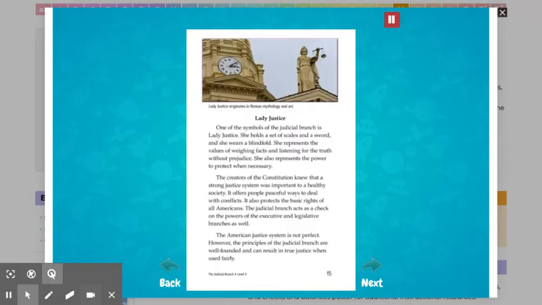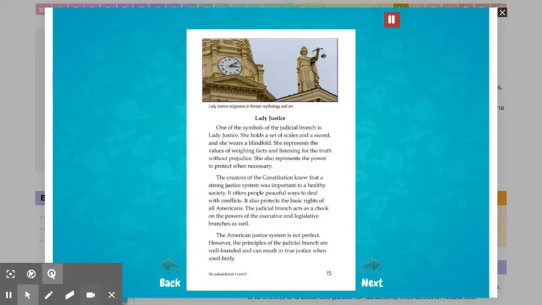Lady Justice. One of the symbols of the judicial branch is Lady Justice. She holds a set of scales and a sword, and she wears a blindfold. She represents the values of weighing facts and listening for the truth without prejudice. She also represents the power to protect when necessary.